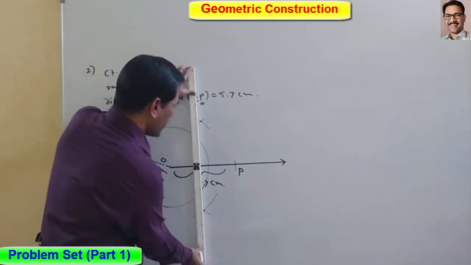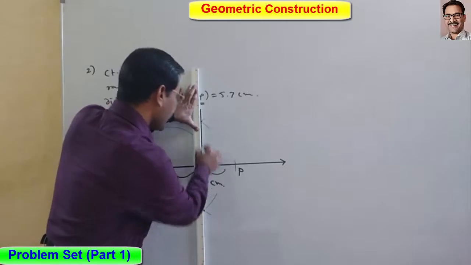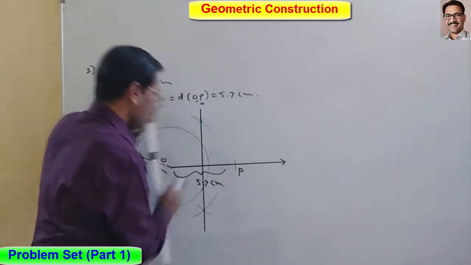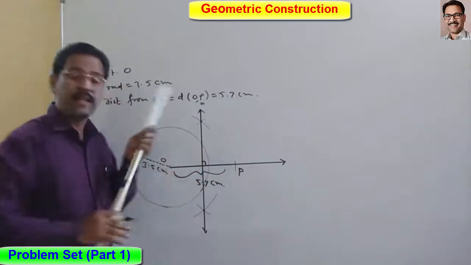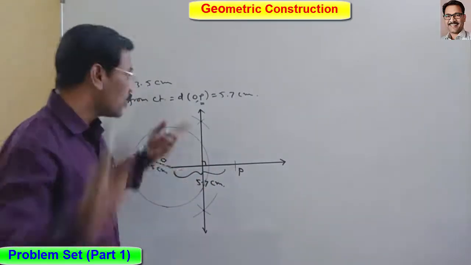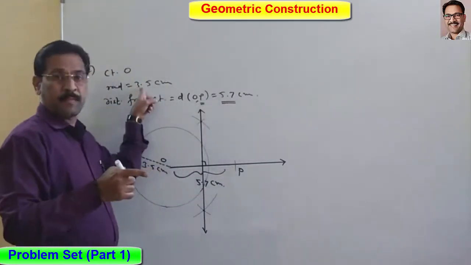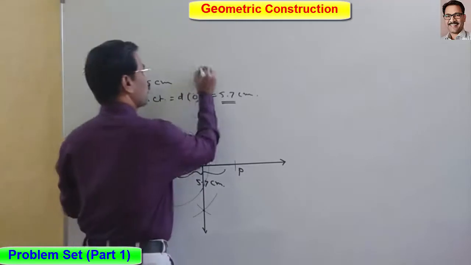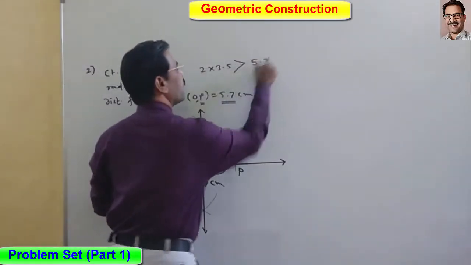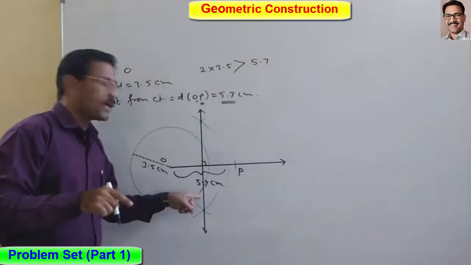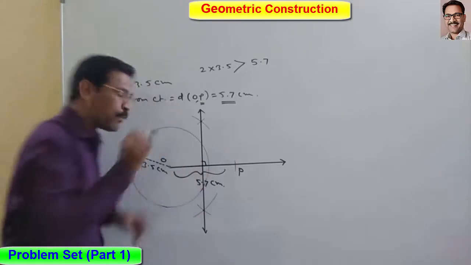Definitely that line passes through inside the circle. Why, tell me? Why is this line passing through inside the circle? Yes, already we discussed. This 5.7 is less than double the radius. Two into 3.5 is 7, which is greater than 5.7. That is why this line comes inside. Understand? So now this is the point which is the midpoint of this OP.